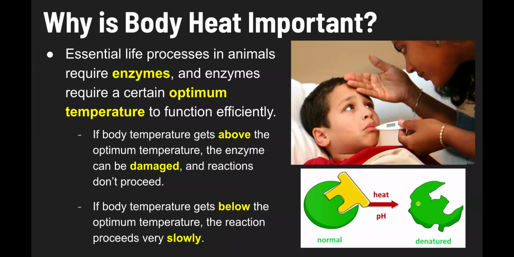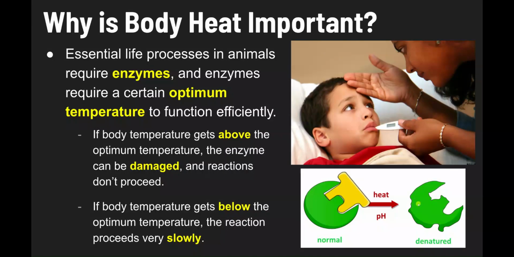And so then your essential life processes and various body functions, they can't happen. So that's why running a fever is dangerous. It actually can denature your enzymes. It can cause them to change shape the way you see in this image, and then they can't carry out the reactions that they need to.